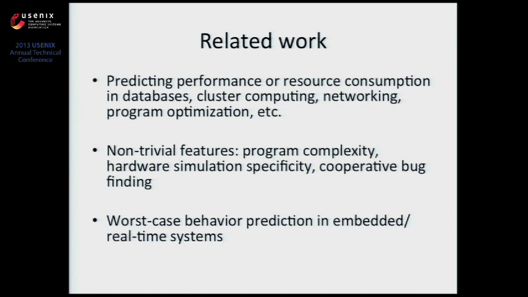There's much work on predicting system behavior. There's research on modeling performance or resource consumption in databases, cluster computing, networking, program optimization, and so on. Also, non-trivial features are used for modeling program complexity, hardware simulation, and cooperative bug finding. There's also much work on worst-case behavior prediction in embedded real-time systems. In contrast to prior work, Mantis automatically generates accurate and efficient performance predictor code for general-purpose programs.